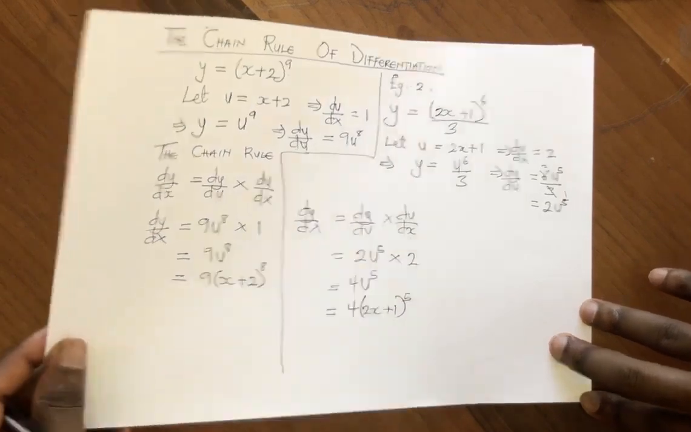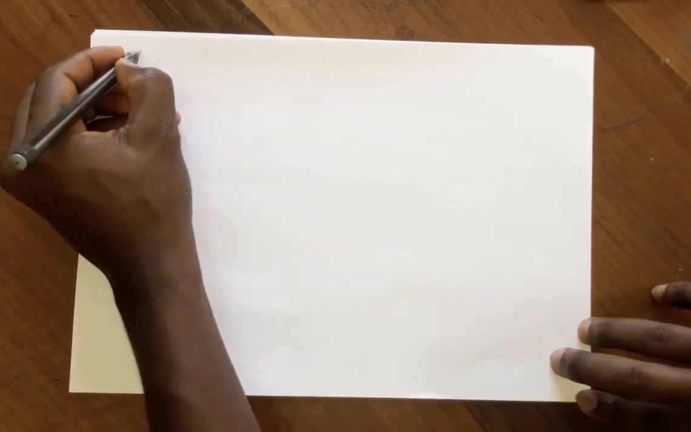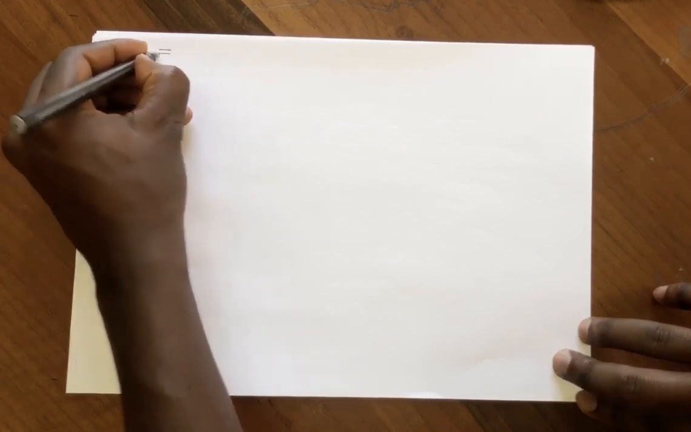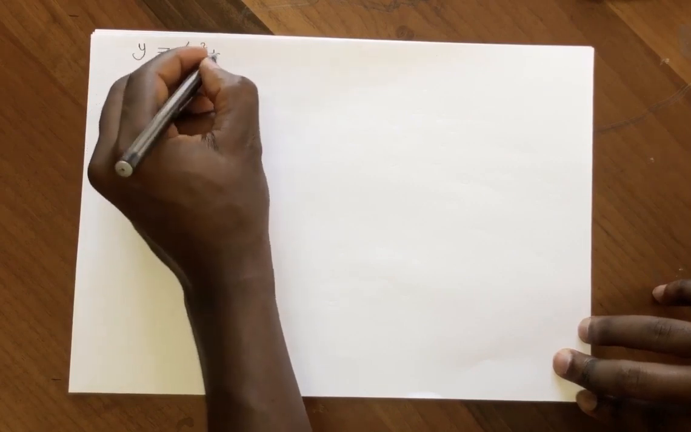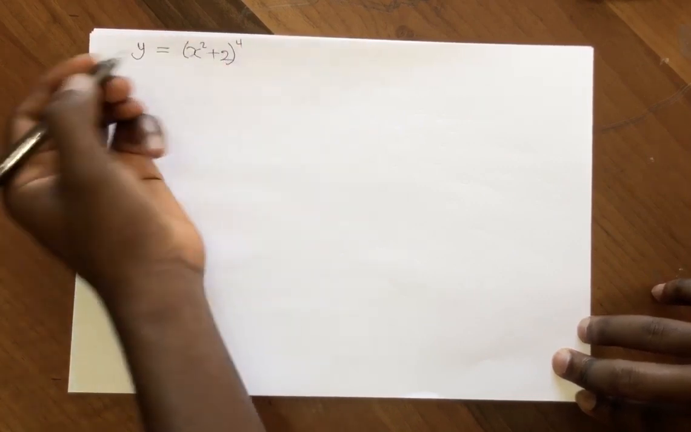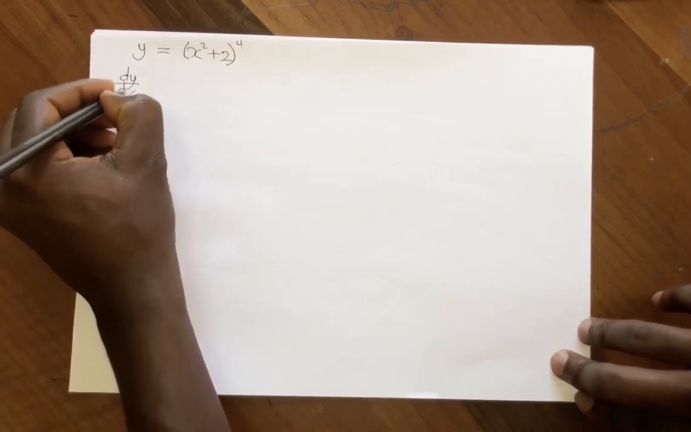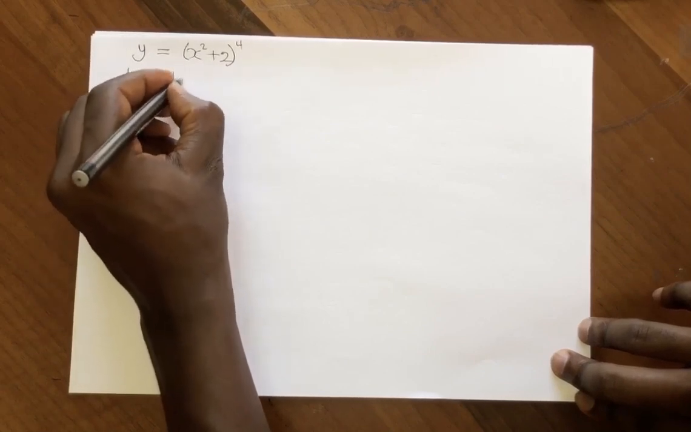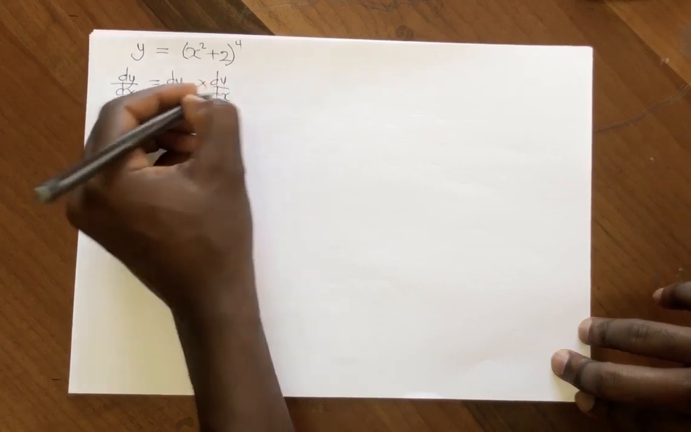Let's see one more example where you wouldn't use the formula that we've been using, and then you also use the formula that we've been using, so that you can see that there are two ways of doing the same thing. So in this example, we have y is equal to (x squared + 2) all raised to the power 4. So let's start with the formula. The formula says dy/dx is equal to dy/du times du/dx.